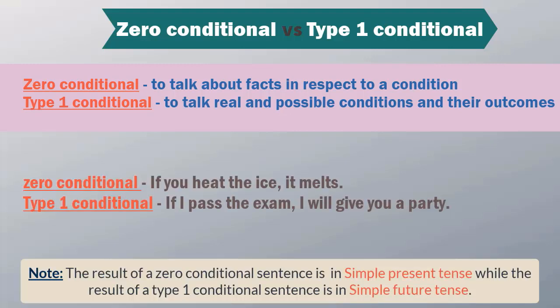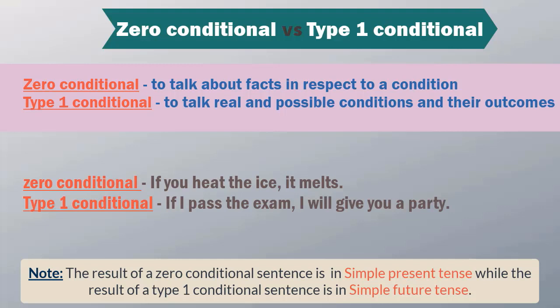Look at these two examples. If you heat the ice, it melts. If you heat the ice, if this happens, it melts, right? It is always true, 100% true. You do it, I do it, anybody does it. This is going to come true every single time.